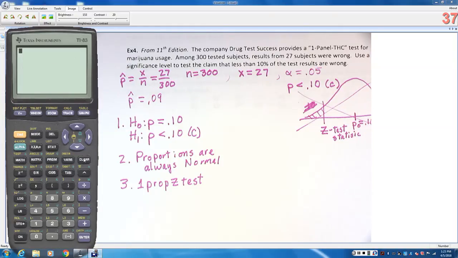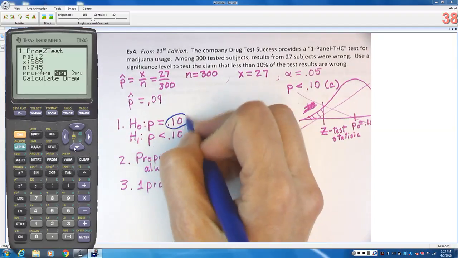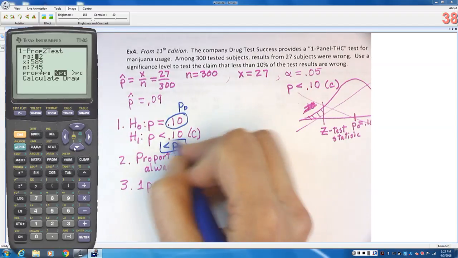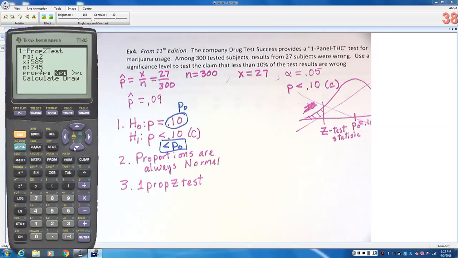So we go to our calculator, stat, test, 1 proportion z-test. This constant here is p0, and we're looking at less than p0 here. So it's 0.10. x is 27, n is 300. We choose less than p0 and then calculate.